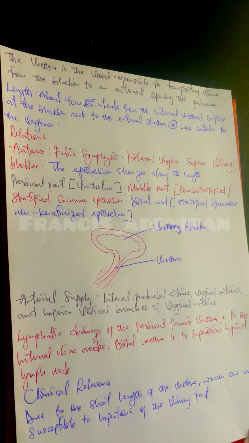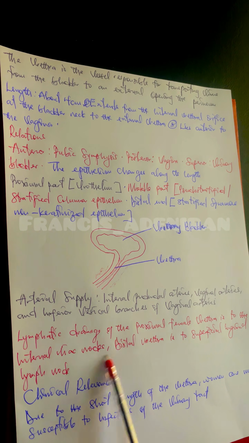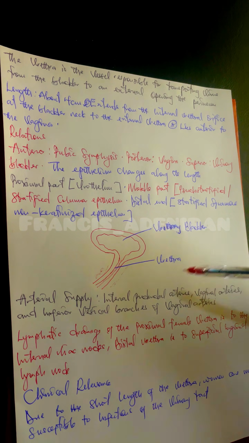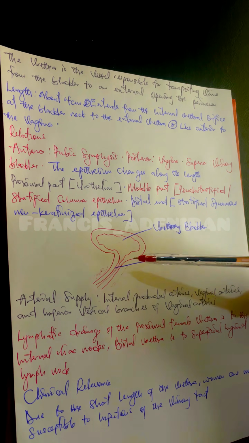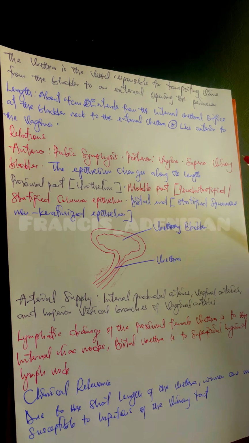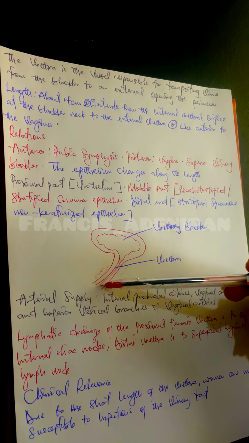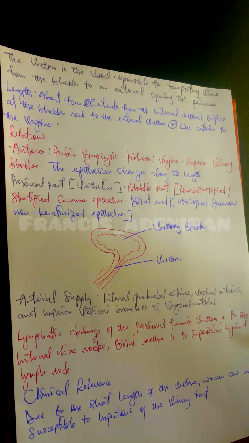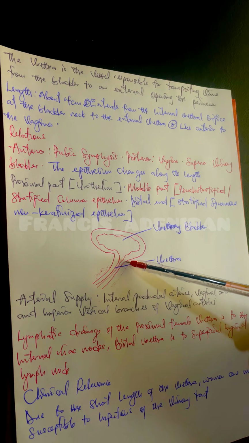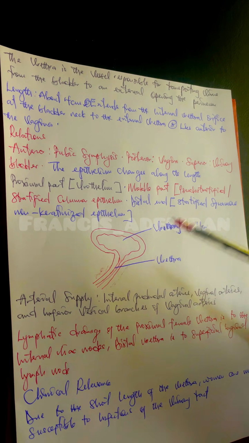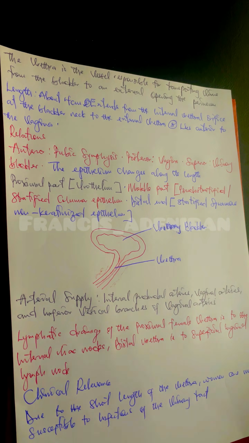Let's talk about the lymphatic drainage of the female urethra. We said we have the proximal part, that is lined by urothelium. We said we have the middle part that is lined by pseudostratified and stratified columnar epithelium. And so we have the distal part that is lined by stratified squamous non-keratinized epithelium. So the lymphatic drainage of the proximal urethra is to the internal iliac nodes, this part. Then the distal urethra drains to the superficial inguinal lymph nodes.